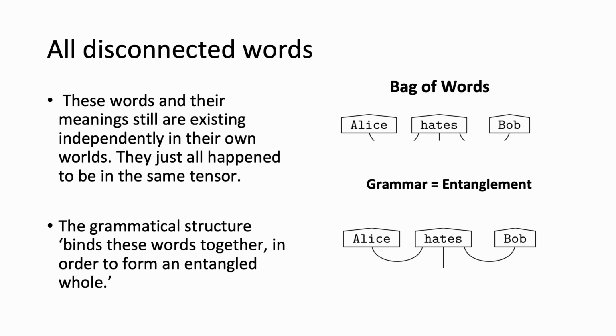Let's say we have a bag of words, that is Alice hates Bob. These are three different words which are sitting in their own meaning space. That means Alice has its different meanings in a single qubit, hates has its different meanings in another qubit, and the same goes for Bob. This is what we call a bag of words. So, how do we as humans make these words interact with each other to form a natural language? The answer is grammar. And this grammatical structure binds these words together in order to form a meaning in the sentence, that is Alice hates Bob, which can be achieved in QNLP through entanglement.